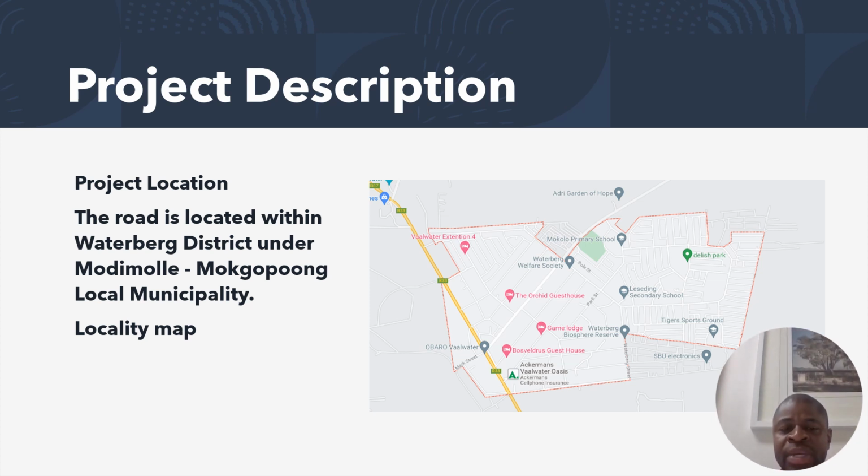Like I indicated, when it comes to the project location, the road is located within Waterberg district, under Molemole Mokgopong local municipality. What I have there is a locality map indicating where exactly the road is. It's the one that is marked in yellow on my presentation.